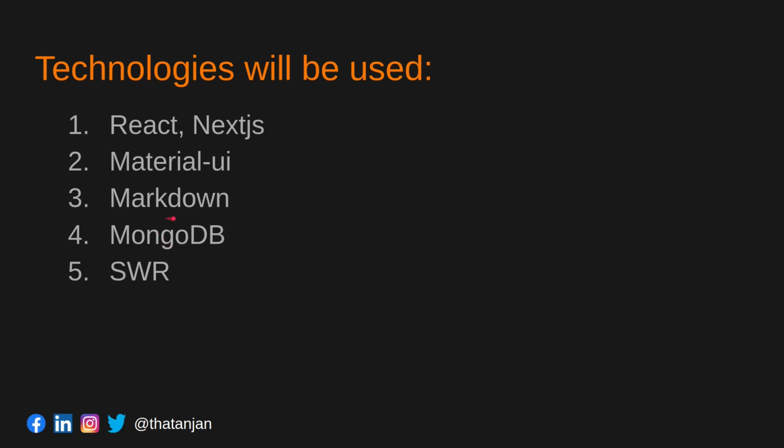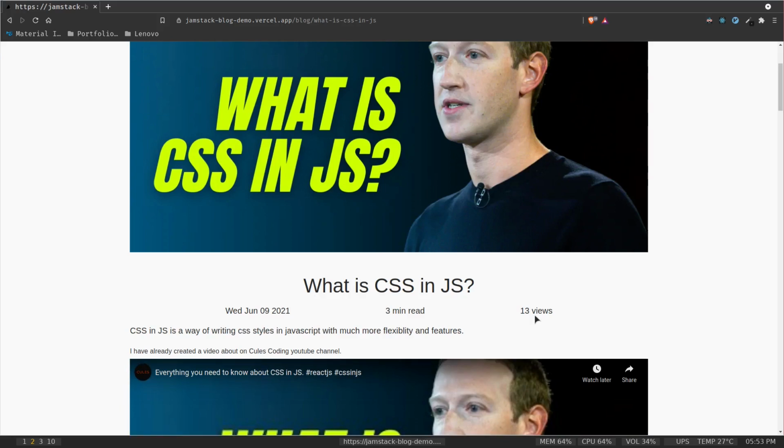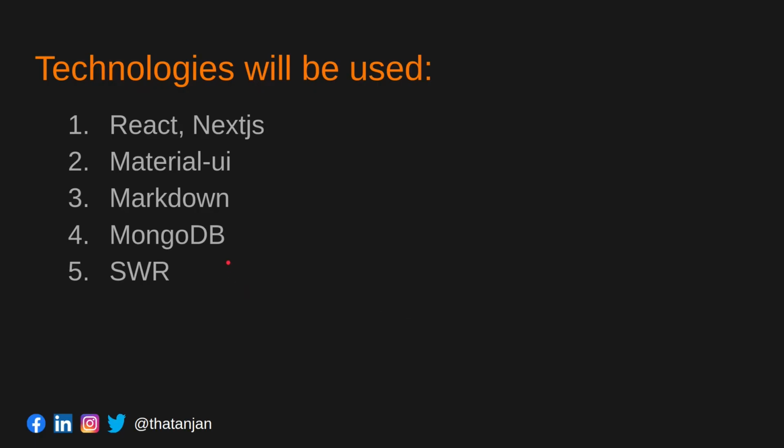Next, we are going to use Markdown to generate content. We are also going to use MongoDB as our database. We will store our content and metadata in our database. Now you don't have to do that. You don't need to store everything in your database. But if you want to create a real-time view counter like this, then you have to use a database for that. If you don't want to use MongoDB, you can use any kind of database like Firebase, any kind of SQL database, and so on. We are also going to use SWR, which stands for stale-while-revalidate, to build the real-time view counter.